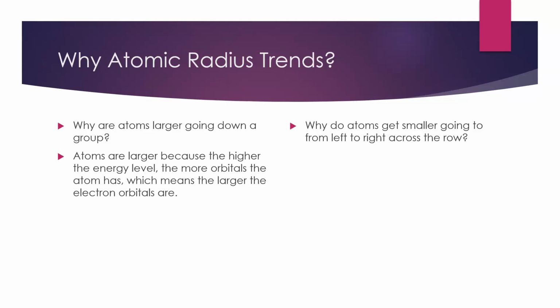But then why do they get smaller as we go across? Aren't they getting more electrons too? The reason is as we move from the left side to the right side, we're getting an increased nuclear charge, meaning we have more protons. So those protons hold the electrons in more closely. Positive and negative are reacting with each other to pull them in more closely. So they get smaller as we go across.